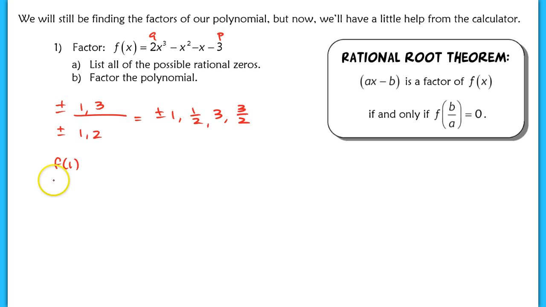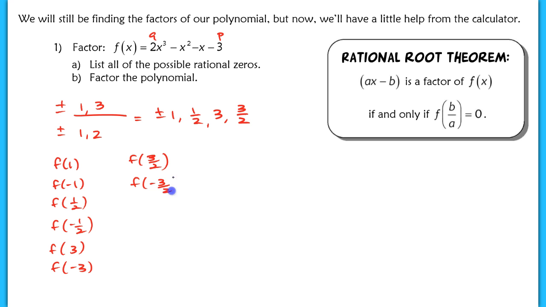Now, typically what we would have to do if we did not have a calculator is test each and every single one of those values to see whether or not any of those end up being zeros of the function. So like I said before, this is a lot of tedious work, but now we have a calculator to help us. So rather than calculate all of this, we are now going to just type that right into our calculator.